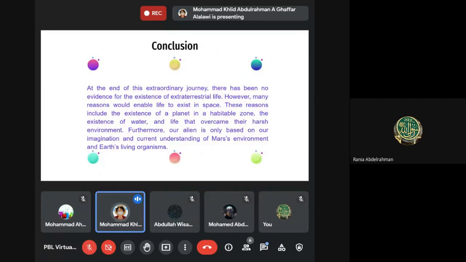So at the end of this extraordinary journey, there has been no evidence for the existence of extraterrestrial life. However, many reasons would enable life to exist in space. If you just think about it, there are billions of trillions of planets, so what are the chances that life only exists on Earth? Some of the requirements for life to exist in space are that the planet should be in a habitable zone, and it should have water and life that overcame their harsh environment.